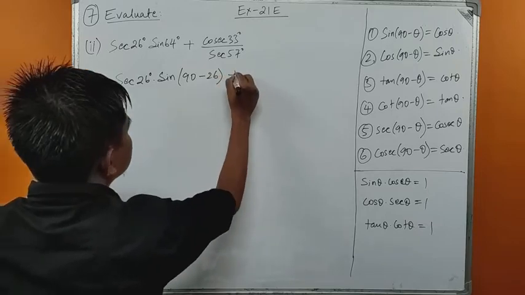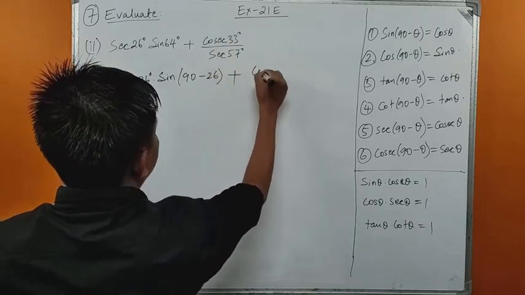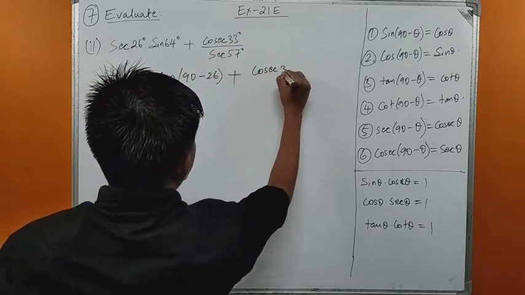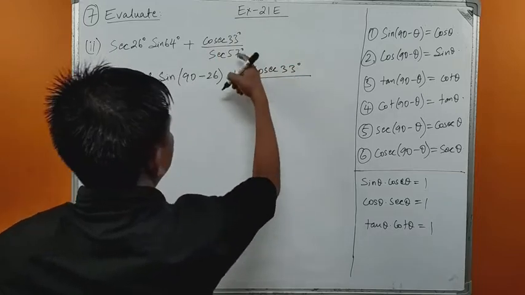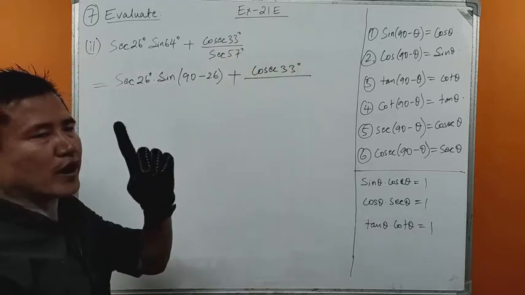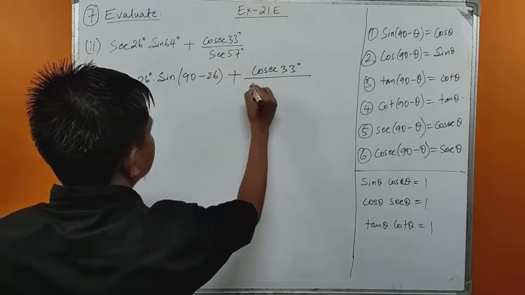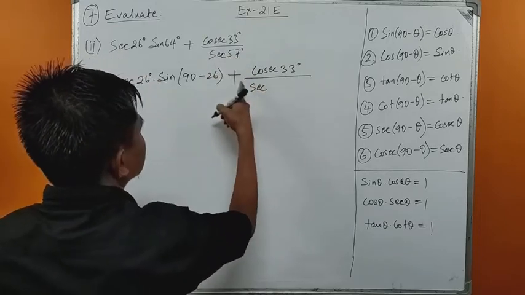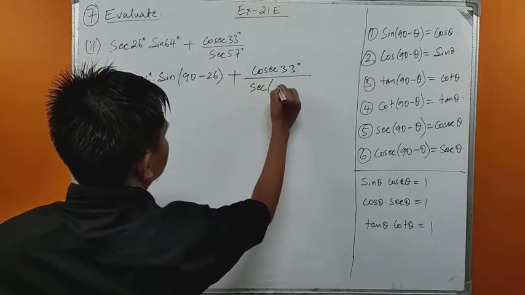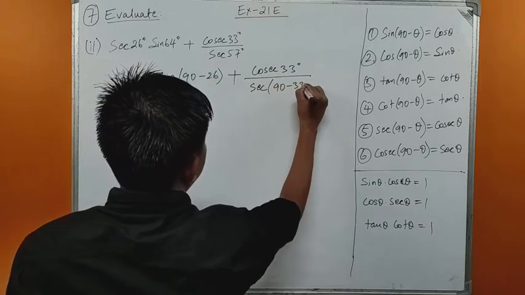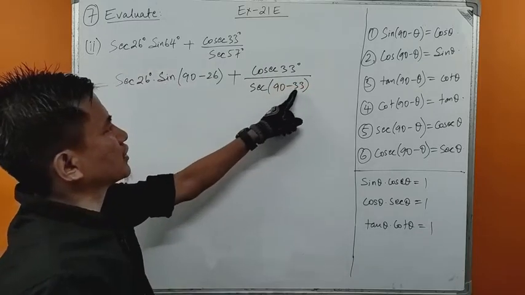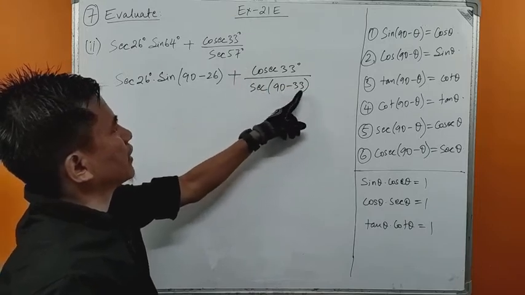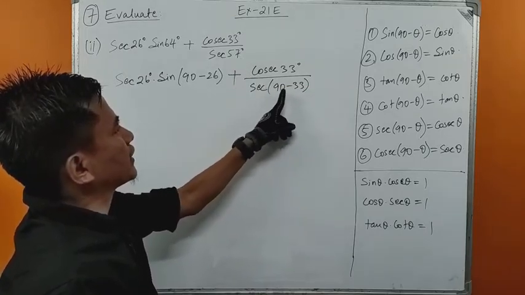So sec 26, this is sec 26, this sine 64 means 90 minus 26. Plus comes here. Cosec 33 I copy as it is, cosec 33 degree. Among these two angles I need to convert only one. So sec 57 degree means sec, this is sec, 57 means 90 minus 33. If I subtract 33 from 90, I get 57. 10 minus 3 is 7, and this becomes 8. 8 minus 3 is 5.